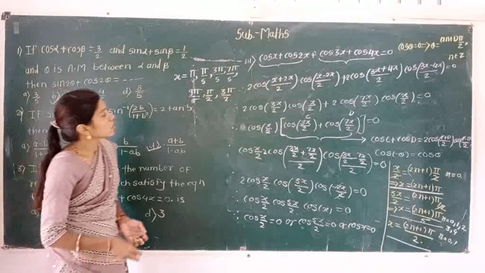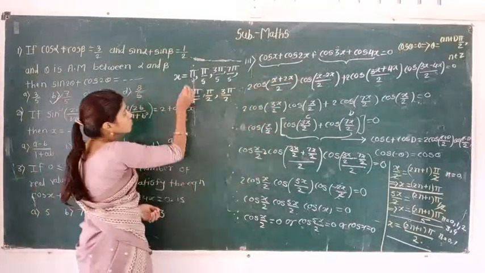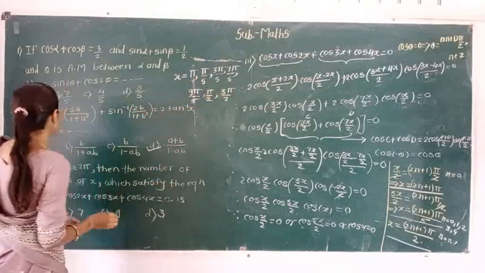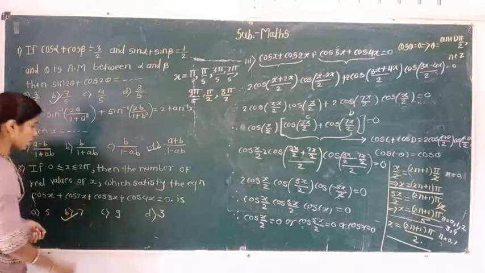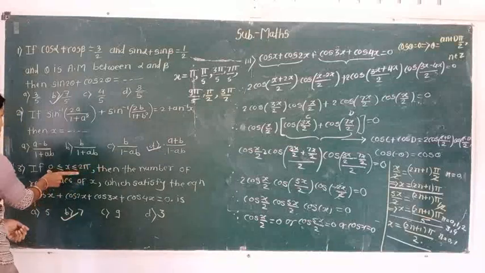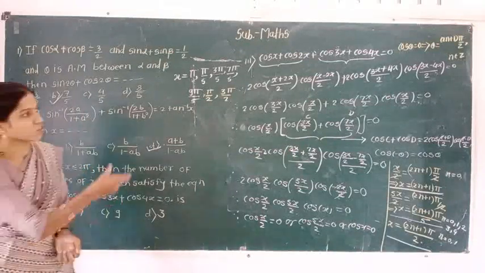So the number of solutions of this equation is 1, 2, 3, 4, 5, 6 and 7. Means the solutions of these equations are 7, and all those 7 values satisfy the condition 0 < x < 2π. So first of all, write down this problem.